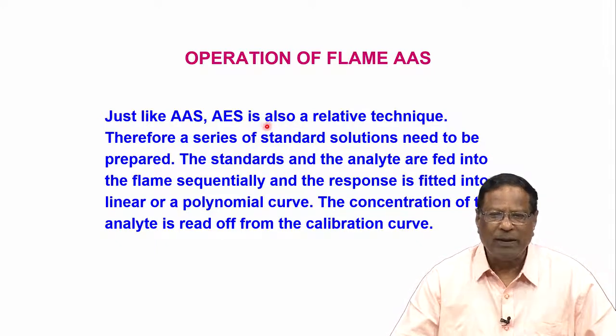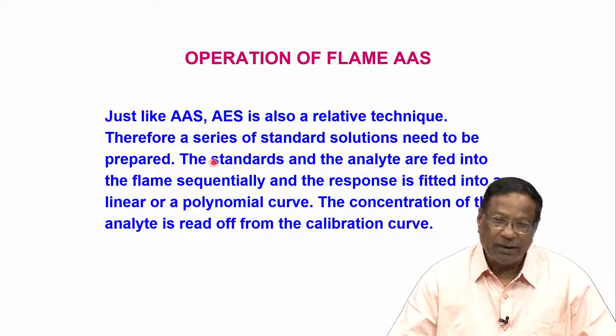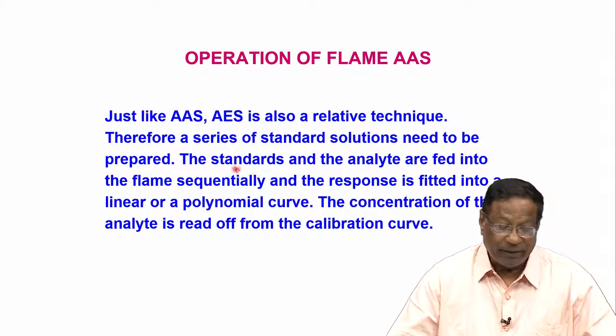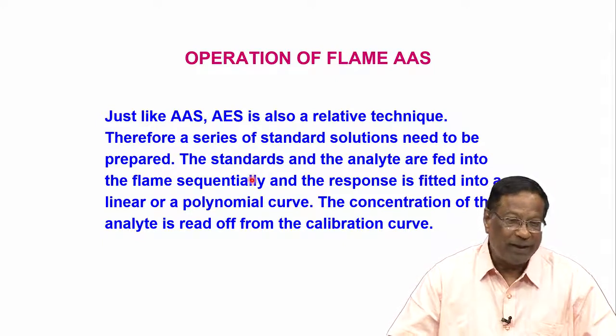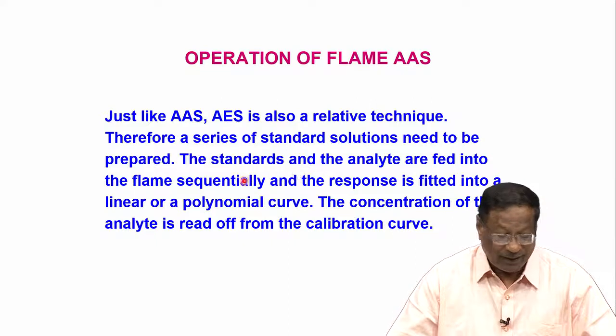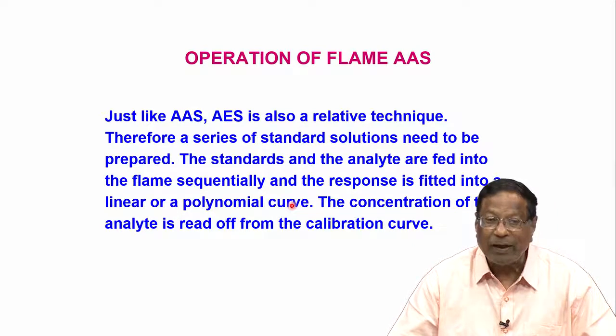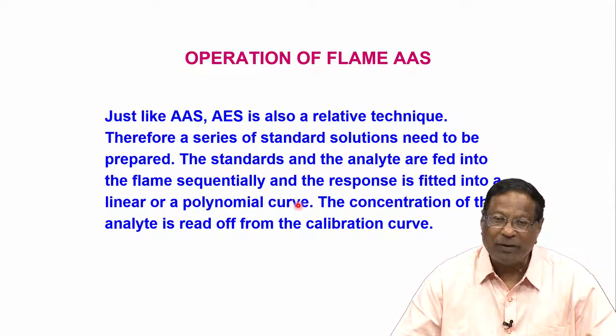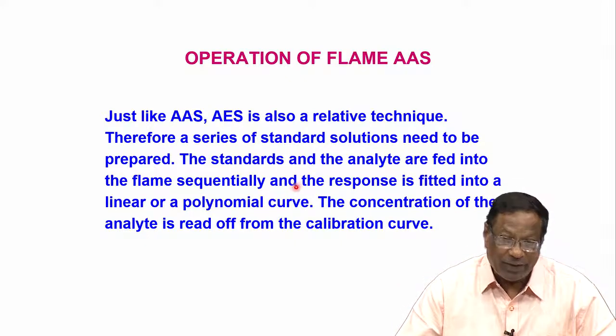Prepare a calibration curve and then put your unknown and measure the absorbance and then relate it to concentration. But in atomic emission, we do not measure the absorbance, we measure the transmittance. Therefore, the standard solutions are fed into the flame sequentially and the response is fitted to a linear or polynomial curve. It is not necessary that you should get only a linear curve. 99% of the time whenever you do atomic emission, you may end up with a polynomial curve.